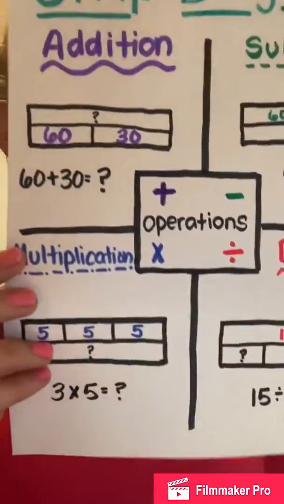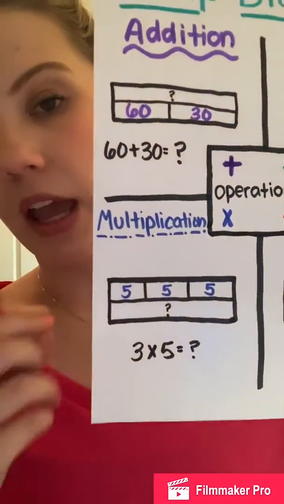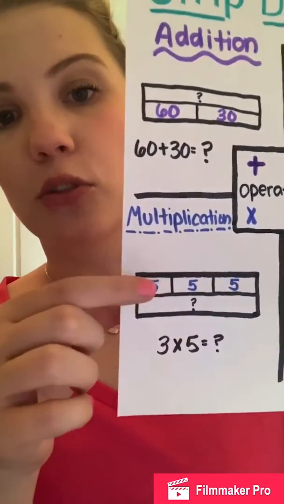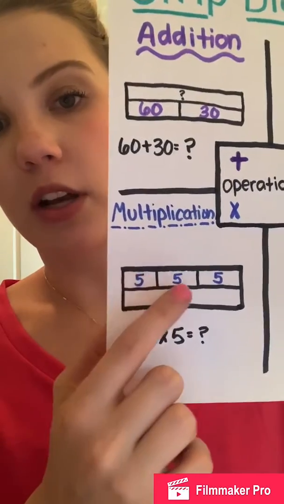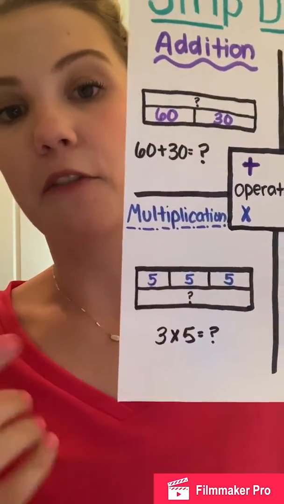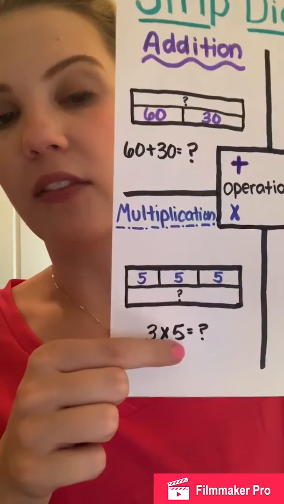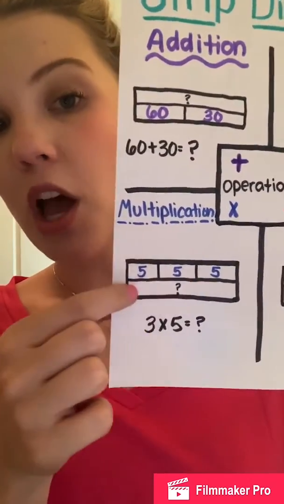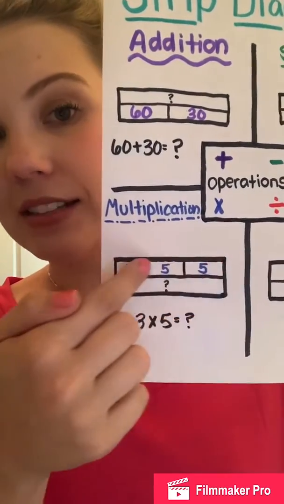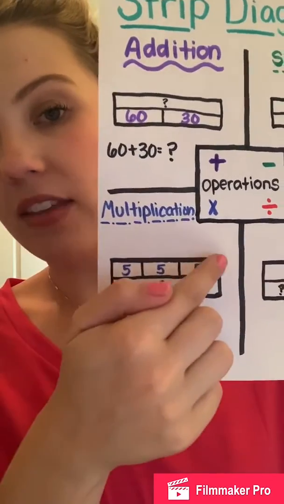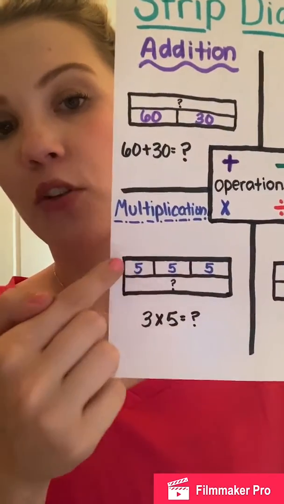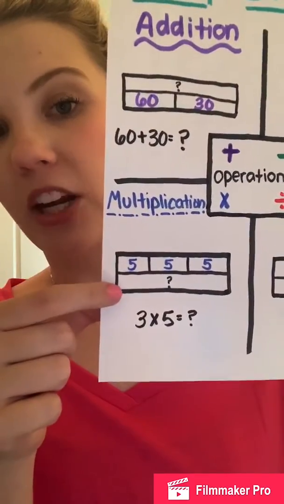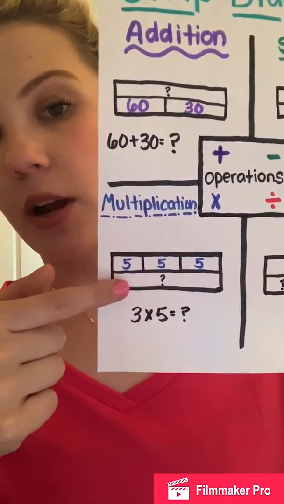Another operation that you can use strip diagrams for is multiplication. When we look at multiplication strip diagrams, we look at this more as groups of. For example, this is 3 groups, 1, 2, 3, 3 groups of 5. So that's where our 3 times 5 comes in. And you notice the whole is blank, it's empty. So you know that you're either adding these together or thinking about a way to do a multiplication problem for this strip diagram, because multiplication means your number gets bigger and we're trying to fill that whole with a bigger number.